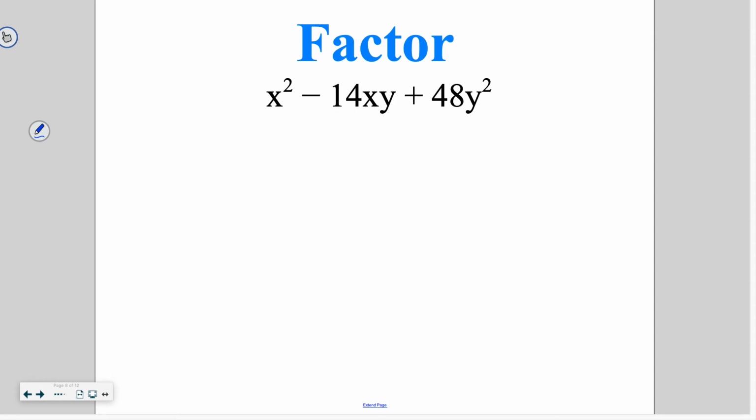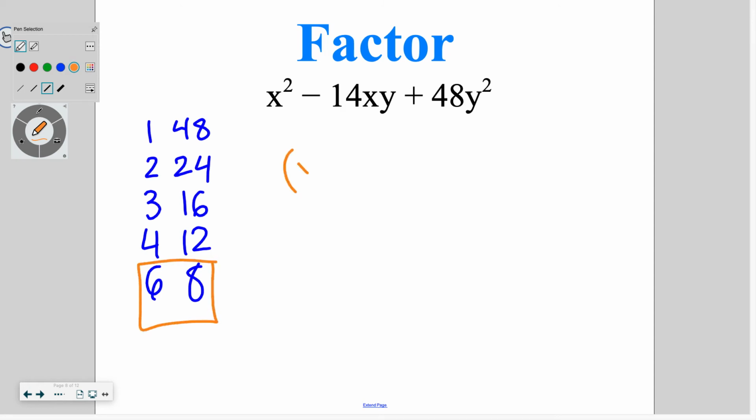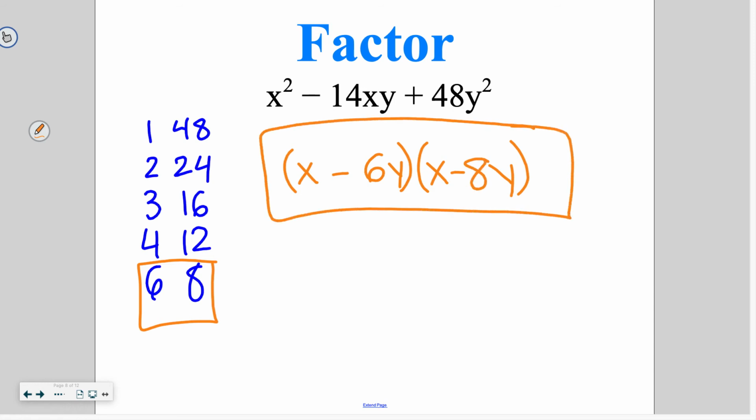Now I look up front, and I have just an x squared up front, so we do not have to use the box. So that means I'm looking at that back term, which is 48. So I need my factors of 48. So 1 and 48, 2 and 24, 3 and 16, 4 and 12, 6 and 8. And I'm looking for the pair that can get me to negative 14. That pair is 6 and 8. So I split up my x squared, and then I'm also going to split up my y squared in the back. To get to negative 14 using 6 and 8, I need to subtract 6 and subtract 8, which gives me my factored form.